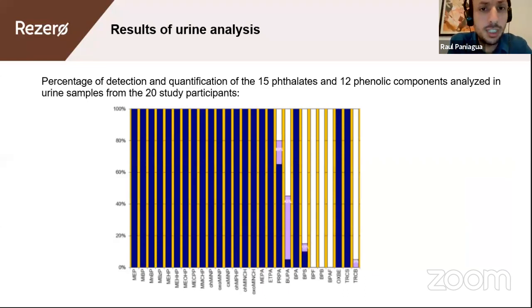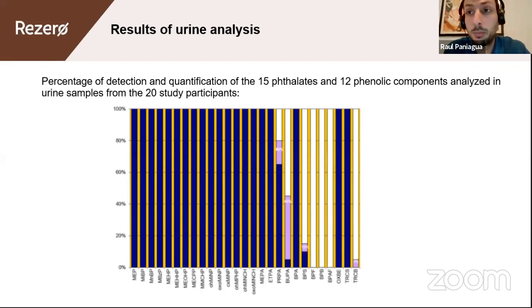I think I forgot to say that we have analyzed 15 phthalates and 12 phenolic components. As I said before, these are additives that industry use to produce the plastic. So in all, the results are these ones. In all 20 samples that we analyzed, 100% of the samples were positive. So in all samples, we find chemical components.